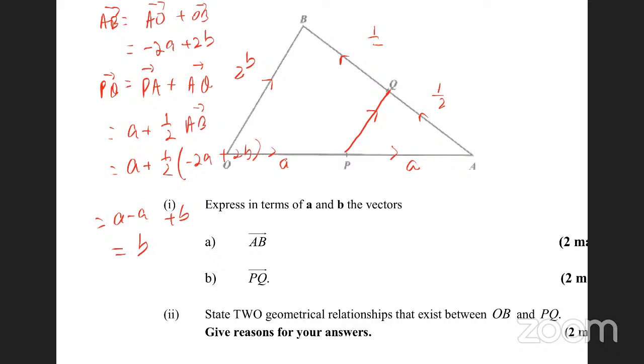Anybody got that? P to A is A. Next one is half of that, which is B. So we know that PQ is B and OB is 2B. What is the relationship between the two of them? They are parallel, right? Why are they parallel? Because they are multiples of each other.